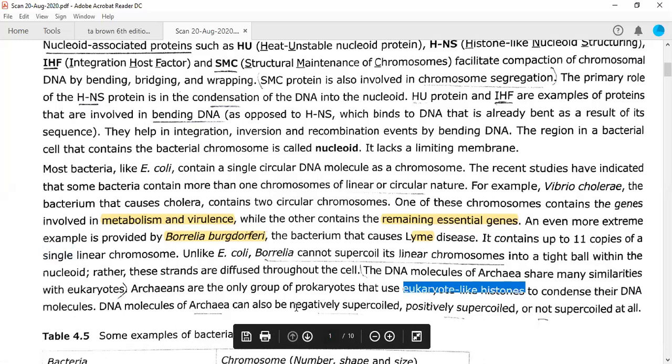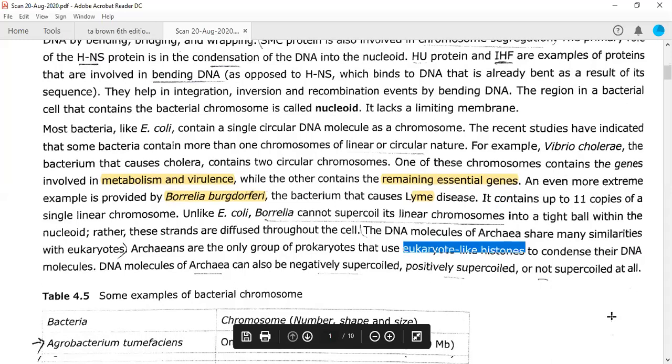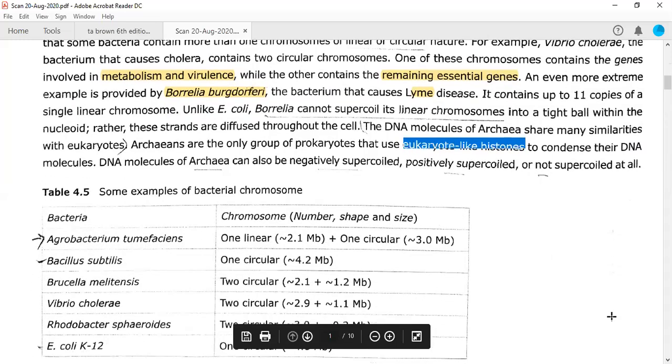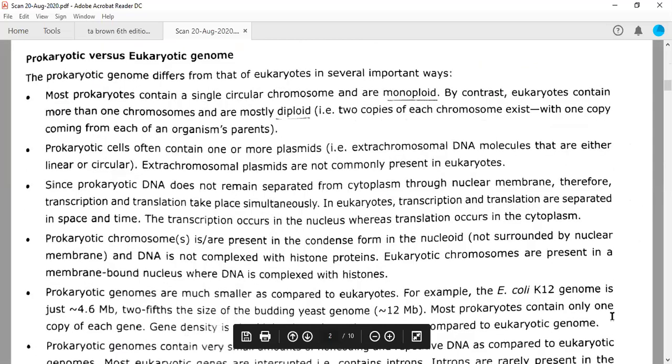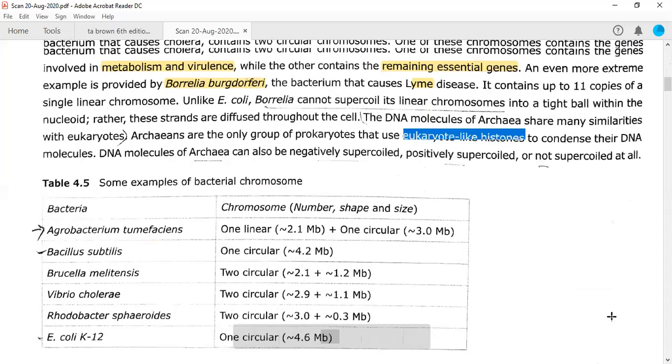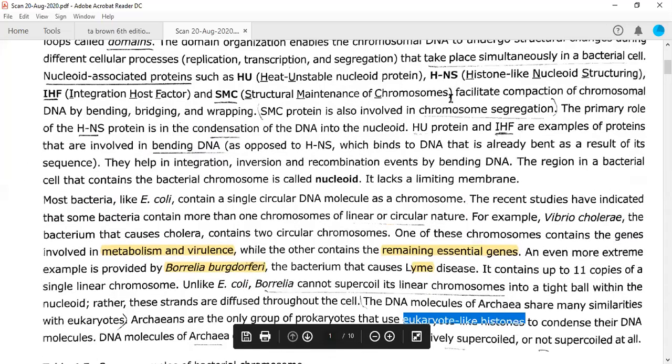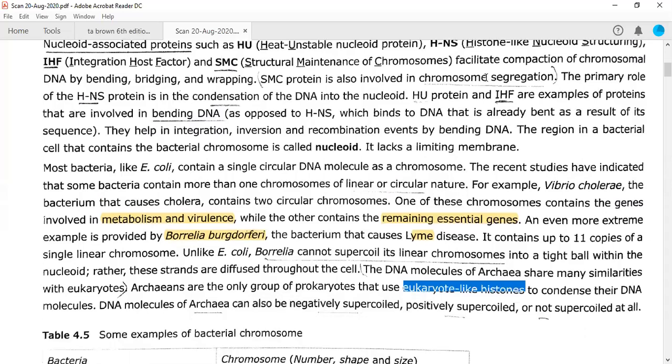The second thing is the DNA can be negatively supercoiled, positively supercoiled, or not supercoiled at all. So anything is possible in the case of archaea. Because archaea and eubacteria are both prokaryotes, archaea is the only group of prokaryotes which has these histone-like proteins. Otherwise, they are called HU protein, heat unstable protein, HNS, as we have discussed, IHF, integration host factor, and SMC, structural maintenance of chromosome. It is also present in eukaryotes, but it helps bacterial chromosome segregation, not the condensation.